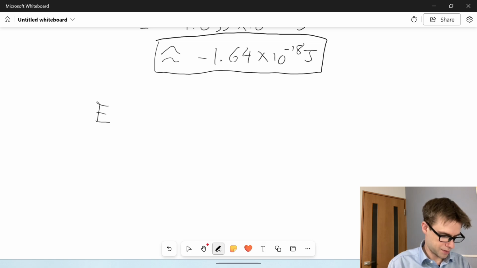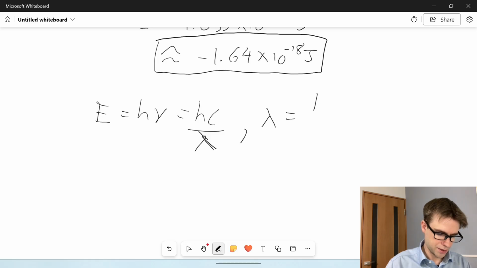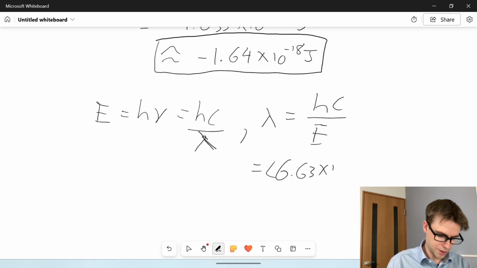So we have the energy of a photon equals h nu equals hc over lambda. And what I'd like to know is lambda. So lambda equals hc over E. h was given in the question, in the data book: 6.63 times 10 to the minus 34 joule second. And c is the speed of light, 3.00 times 10 to the 8 meters per second.